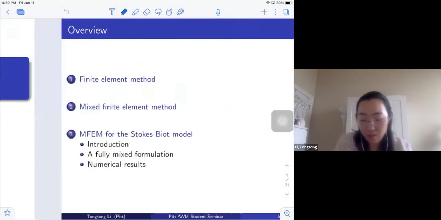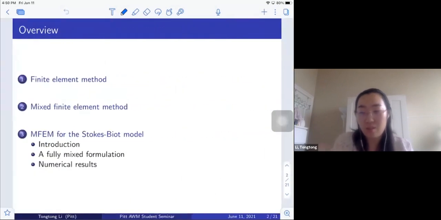So let's take a look at the overview. Since I know that the residents here might not just have a numerical background, I'm going to give a little bit of background for the finite element method and also the mixed finite element method. And then I'll spend some time talking about my research, which is basically mixed finite element method. The topic today would be the Stokes-Biot model. I'll start with a brief introduction and then most likely focus on the fully mixed formulation. And finally, I'll show you some numerical results.